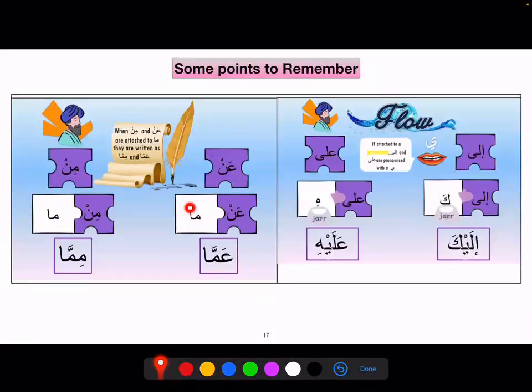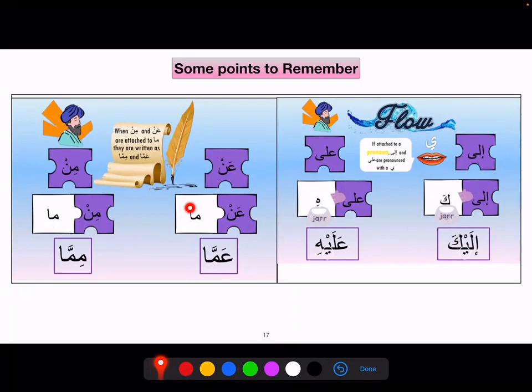Okay, then one more thing, that sometimes with an, we have another kind of ism, which is ma over here, right? And this an and min, they get attached to this ma. And when that happens, we say them amma, like we say in the 30th para, amma yatasaalun, right? So basically, this is an plus ma. And same thing is mimma, right? So min plus ma.